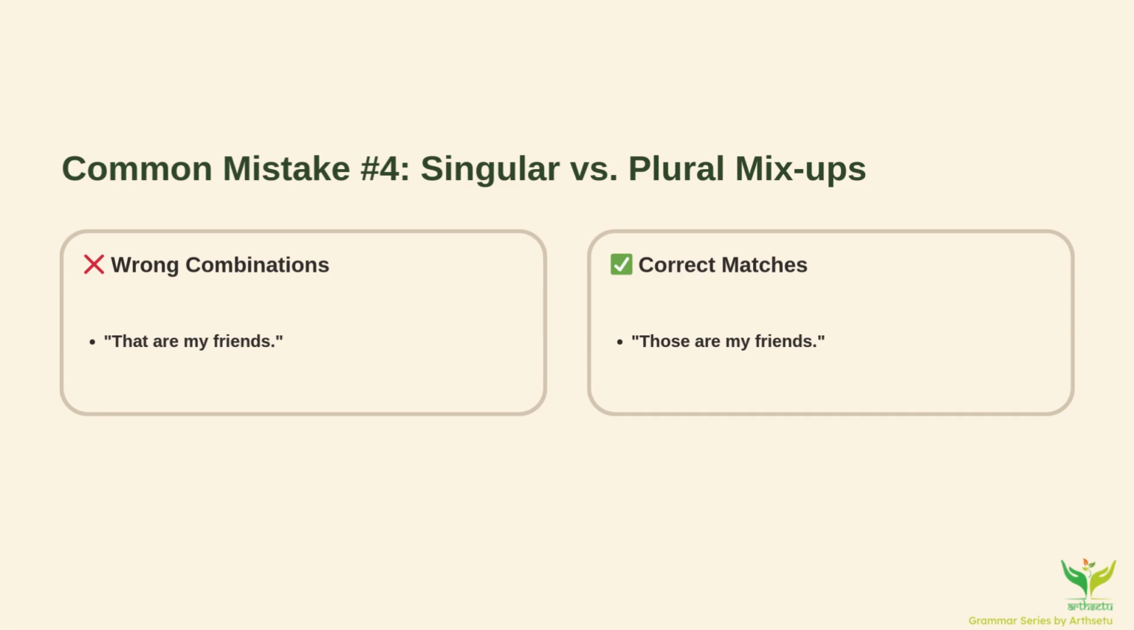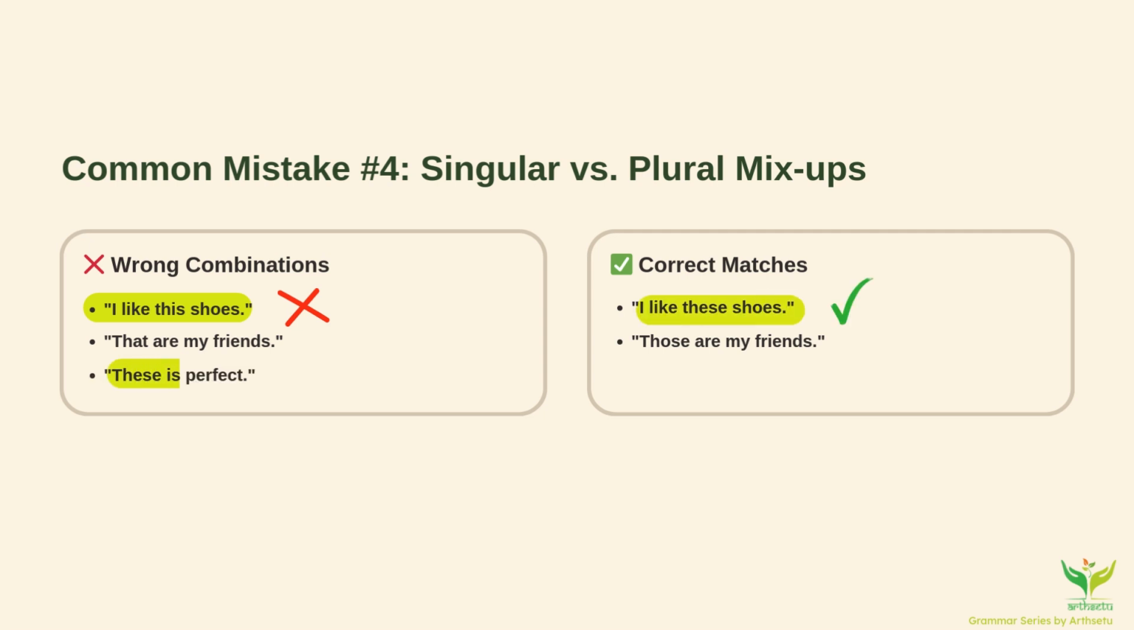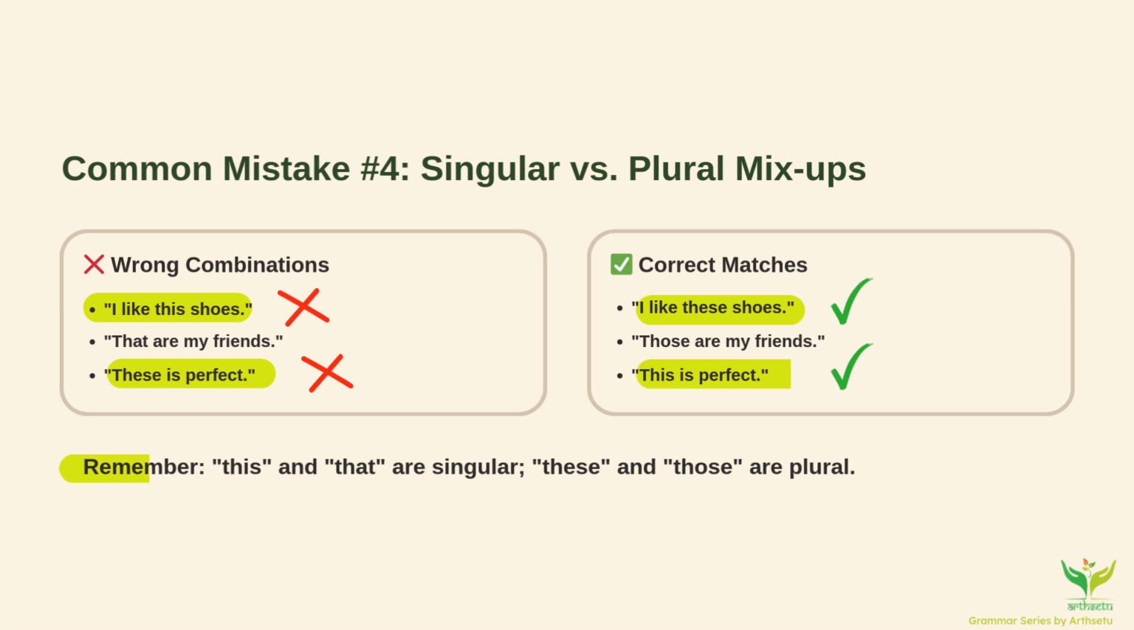Okay, now the fourth most common mistake. Here's the trap. Many people mix singular and plural demonstratives. They say, I like this shoes. Wrong. It should be, I like these shoes. Or they say, these is perfect. Wrong again. It should be this is perfect. Remember, this and that are singular. These and those are plural. Easy fix, but it is very, very important.